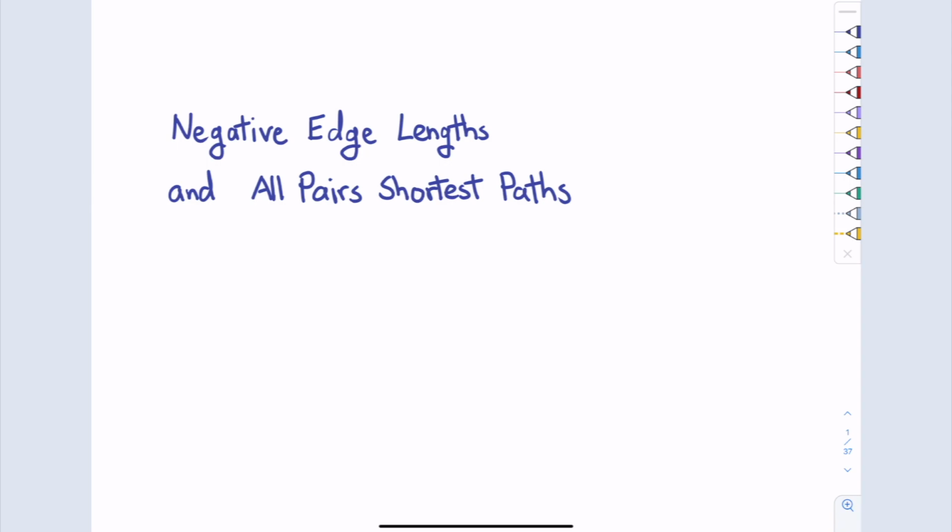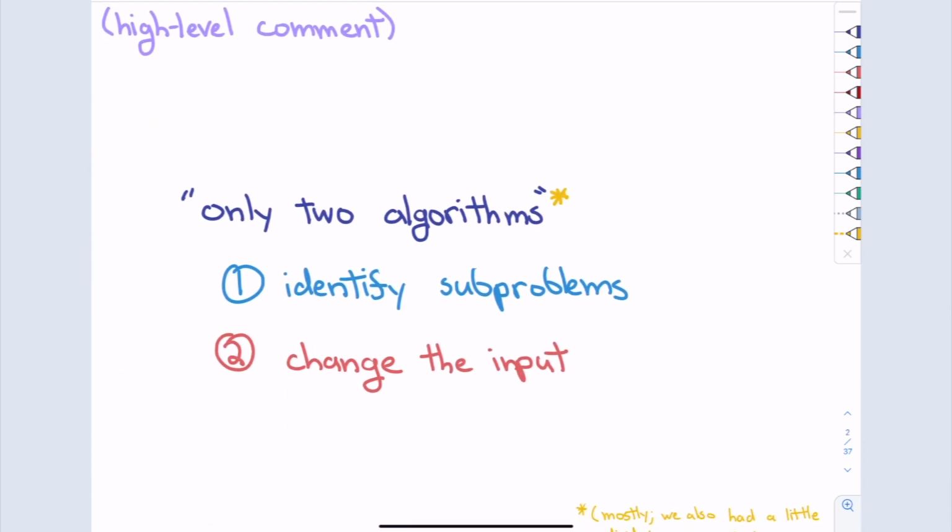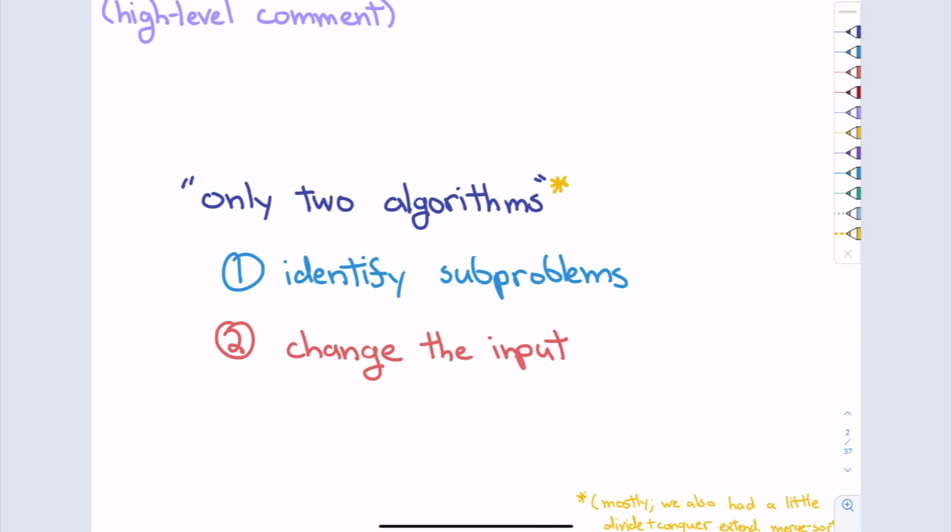Okay, so negative edge lengths and all pairs shortest paths. Let me just flash this as I have been for the last few lectures, because I think it's counterintuitive. This idea that many problems are solved by two different high-level approaches. One is to try to identify the appropriate subproblems. At some level, try to identify the right induction hypothesis to break down your problem efficiently. That'll be a theme today as well.